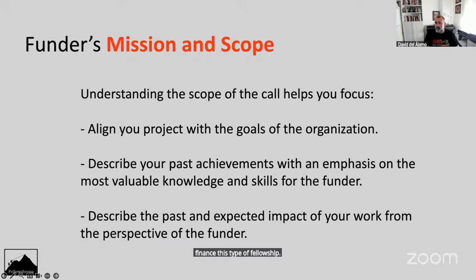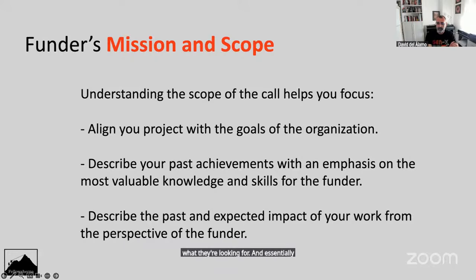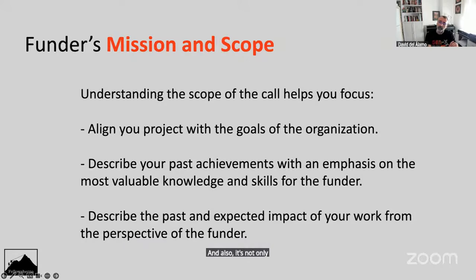Other fellowships have other roles, and a fellowship from a lung cancer association will be focused on lung cancer. You have to understand what they're looking for. And essentially, it all boils down to, if you want my money, you have to demonstrate that you're interested in the same things I am interested in. And also, it's not only about that, it's also about the way you write it.